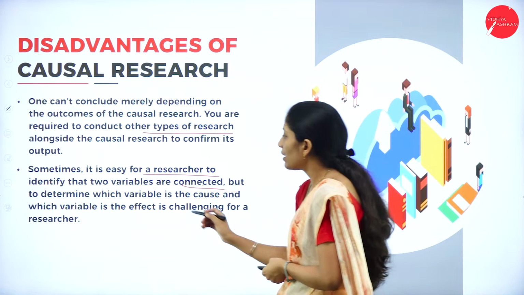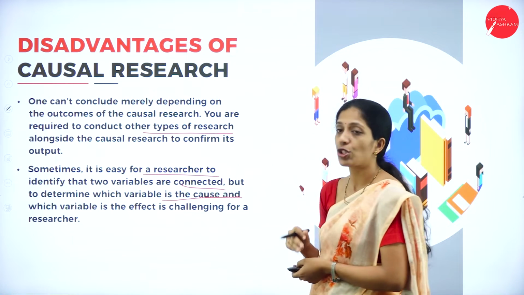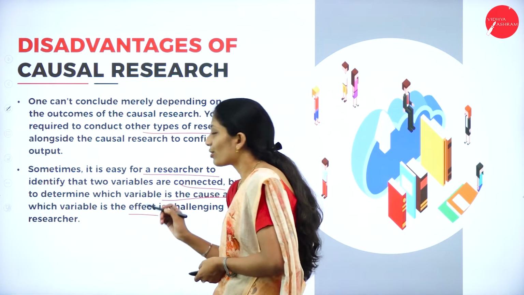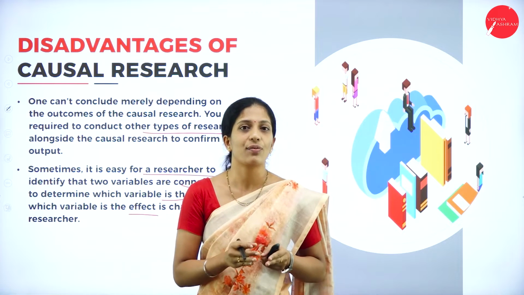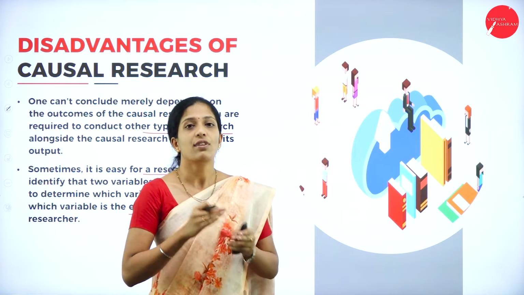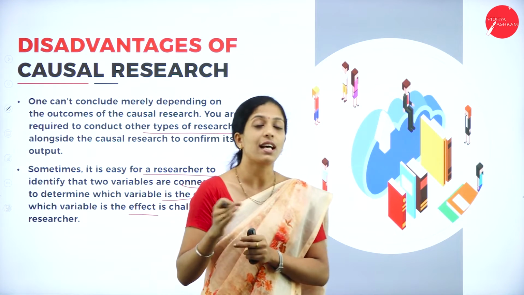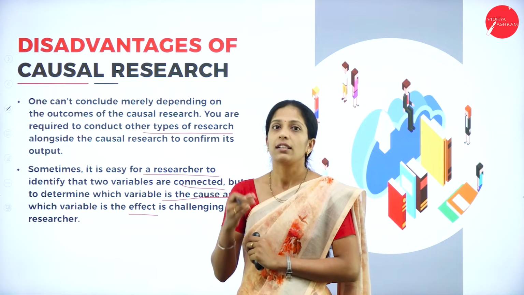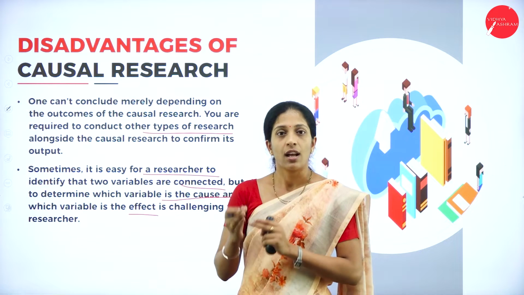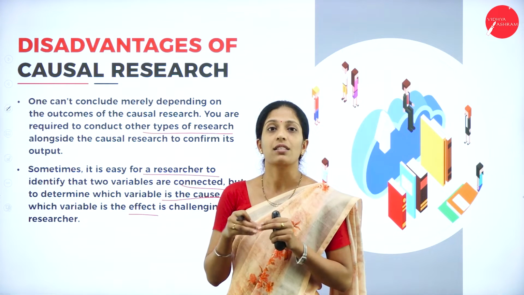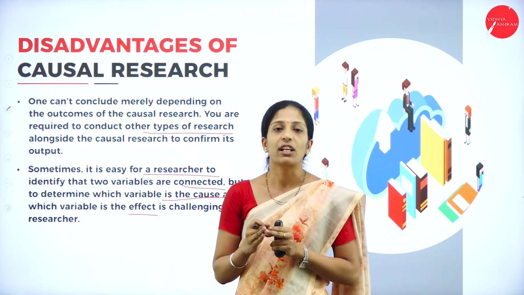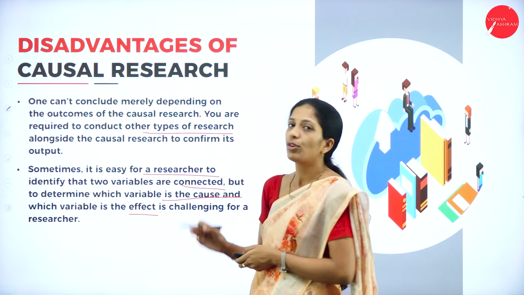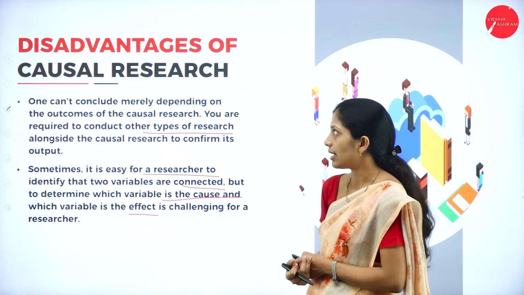But to determine which variable is the cause and which variable is the effect is challenging for the researcher. So first we have to know which is the dependent variable and which is the independent variable, and which is the cause and which is the effect. So it will be difficult for the researcher to identify this. Of course they will identify two variables, but the researcher will find it difficult to identify which is a cause and which is an effect. So these are the few disadvantages of causal research.